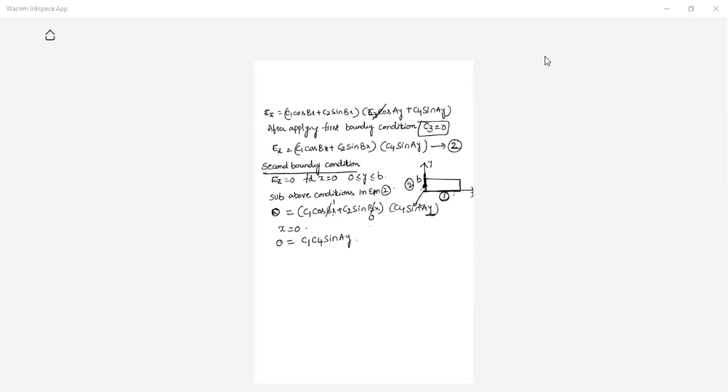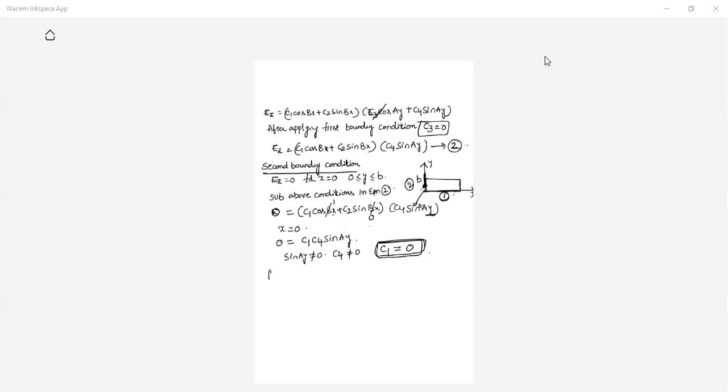C1, C4 sin AY. So which term becomes 0? Sin AY doesn't become 0. C4 also doesn't become 0, it is multiplied with C4. Which term becomes 0? C1 becomes 0. From the second boundary condition, what is the thing we have got? C1 becomes 0. So now, how does equation number 2 become?